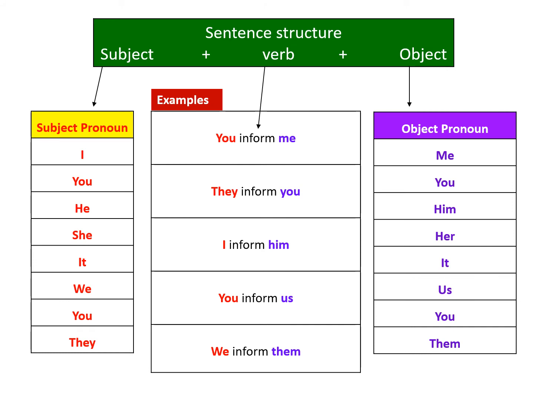I inform him. I subject pronoun, him object pronoun. You inform us. You subject pronoun, us object pronoun. We inform them. We subject pronoun, them object pronoun. This way you can use subject and object pronouns and form simple sentences.